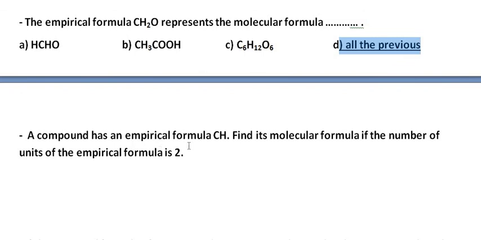A compound has an empirical formula, this one. Find the molecular formula if the number of units of the empirical formula is 2. This is n, and this is the empirical formula. Multiplying the empirical formula by 2, you get the molecular formula. So CH multiplied by 2 gives C2H2. C2H2 is the molecular formula of this compound.